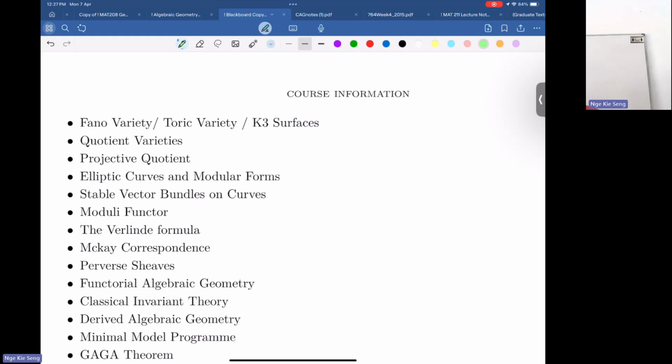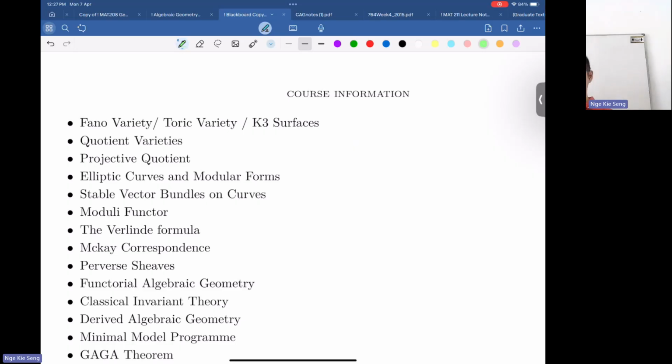This forms a category. Moduli functor, the Verlinde formula. McKay correspondence is a very old correspondence, and there are various understandings about this correspondence. Actually, this McKay correspondence relates to the Platonic solids. Do you know Platonic solids? Don't know? Okay, try and look it up. Perverse sheaves.